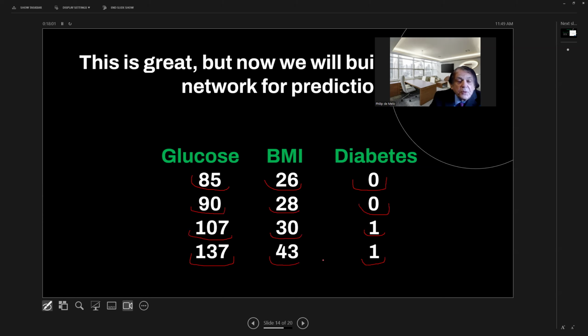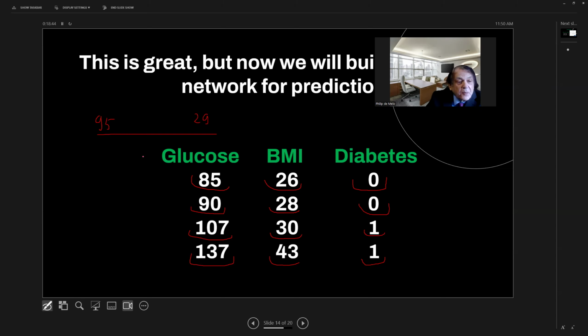So what we have to do now is to build a neural network. Why? Because we will have, let's say, another patient whose, for example, glucose is, let's say, 95, and the BMI, let's say, 29. And we should predict if this person has diabetes or doesn't have diabetes. So this is a classification problem. We have to classify this patient using neural network.